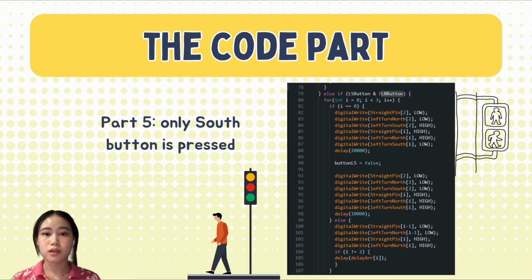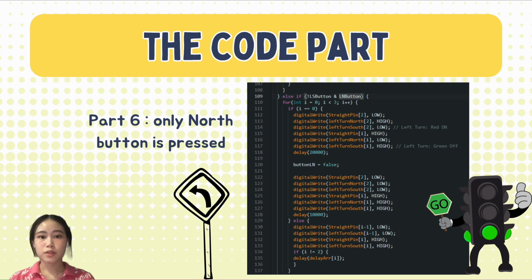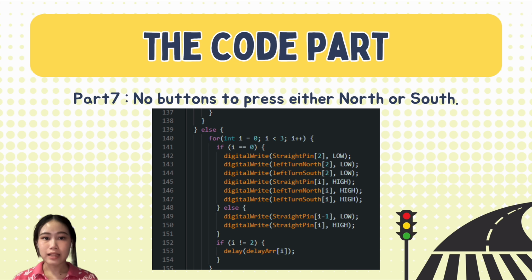Condition 2 is when only the south button is pressed. In this condition, the code is the same as condition 1, but has only the south button. Next, condition 3: the code is still the same as condition 1, but has only the north button. Last condition: there are no buttons to press, either north or south. So just change green to yellow, yellow to red, and loop it continuously.